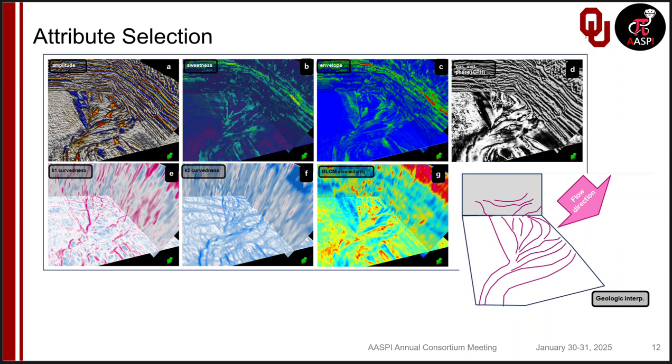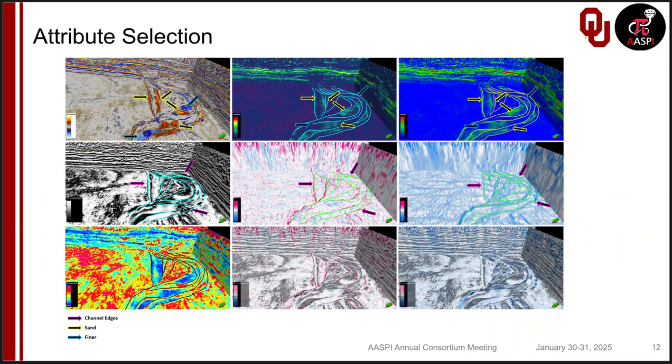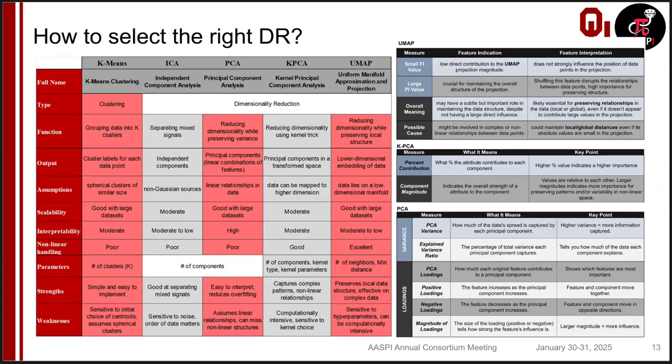Of course, not each of these attributes is going to help us identify all of these channel morphologies equally. And so that's where we might want to go ahead and start co-rendering these attributes. However, we are only going to be able to co-render so many of these attributes before it really starts to actually make the resolution worse and make it harder for us to pick out some of those key features. And so that's where the dimension reduction becomes important in our workflow.